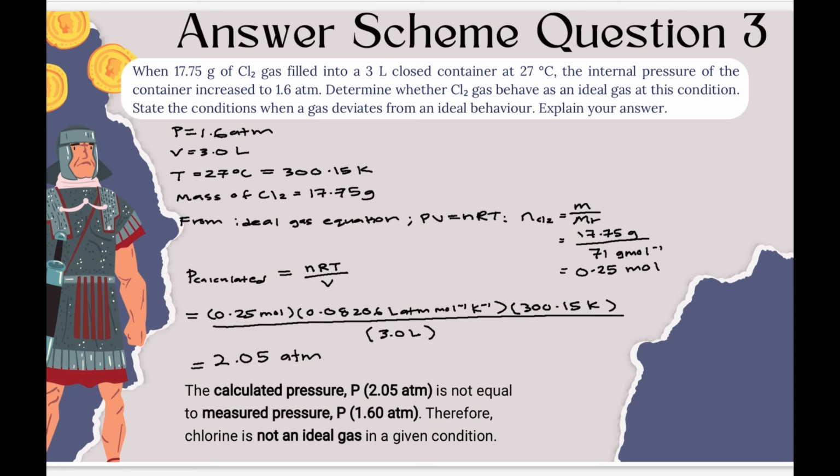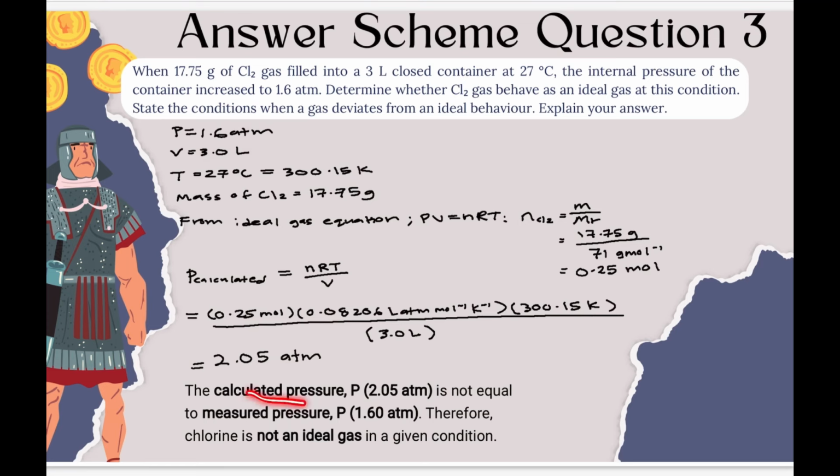After that, you will get the pressure by rearranging that. Then they ask here, from your finding, determine whether Cl2 gas behaves as an ideal gas at this condition. If we look, you got 2.05 atm. The measured pressure, which is 1.6 atm, is not the same, right?